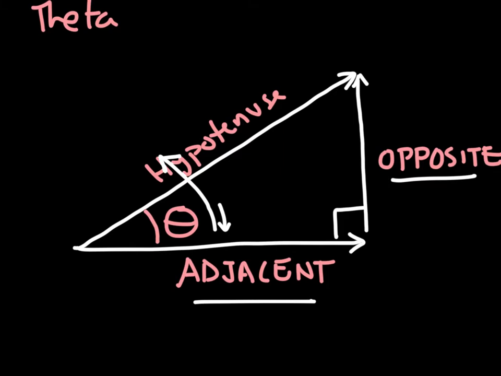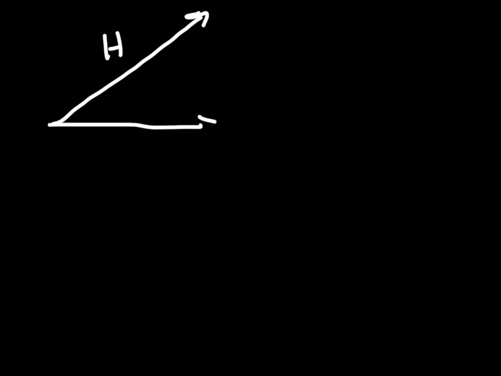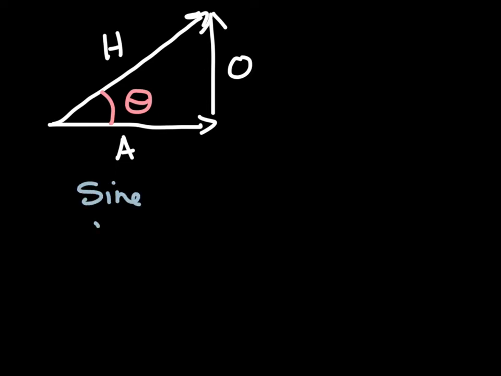So let's move forward from this. Let's redraw that triangle so it's a little bit smaller. There is our hypotenuse. Here is the adjacent side, and here is the opposite side, all to our angle theta. Now, the common trig functions are as follows. There's sine, cosine, and tangent.